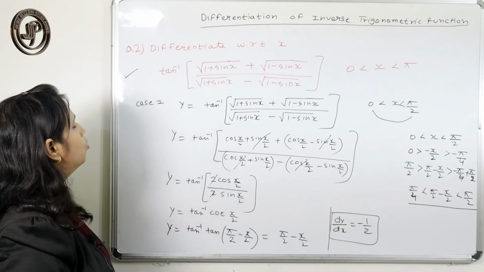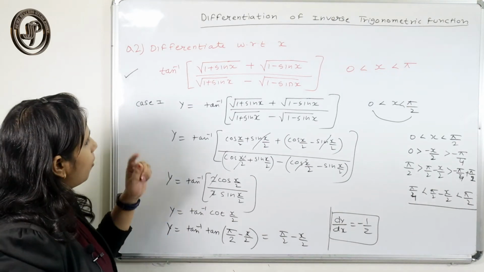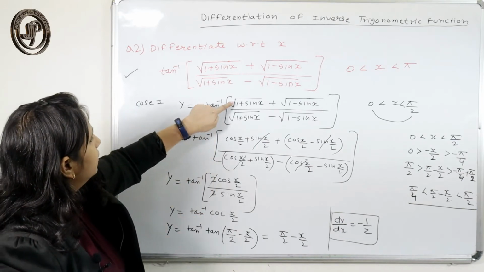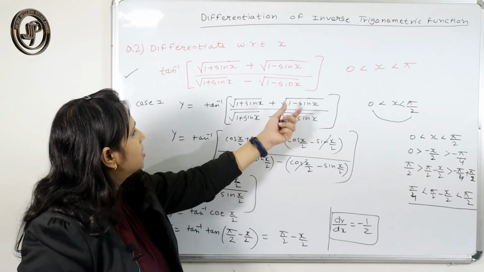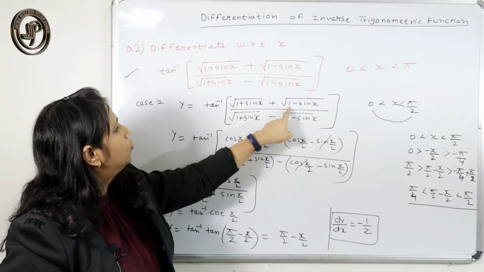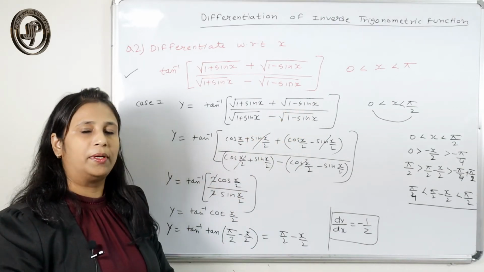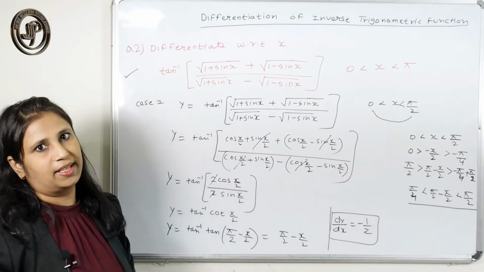Now we have to do it for pi by 2 to pi. For pi by 2 to pi, these two things will remain the same, but here the sign of this will change, because under root 1 minus sin x will be minus of cos x by 2 minus sin x by 2.